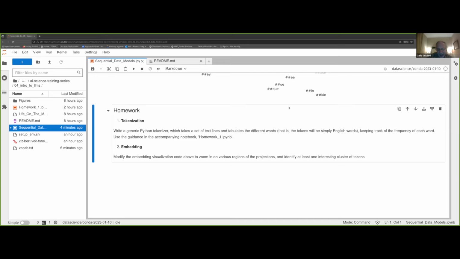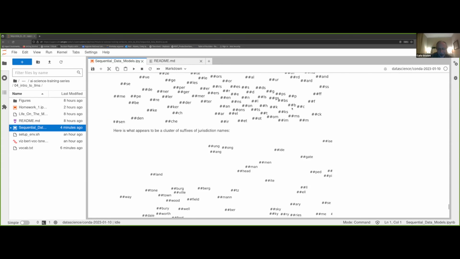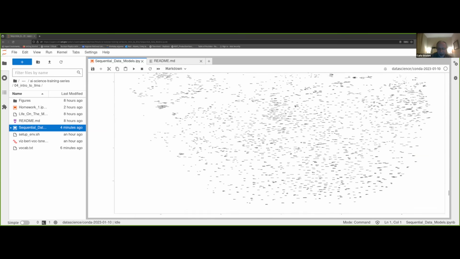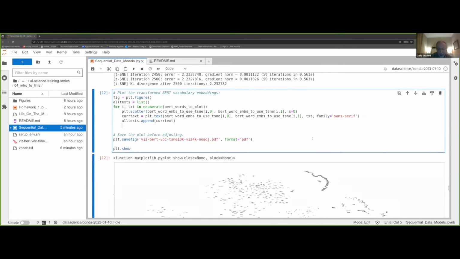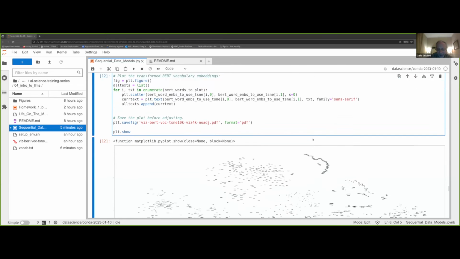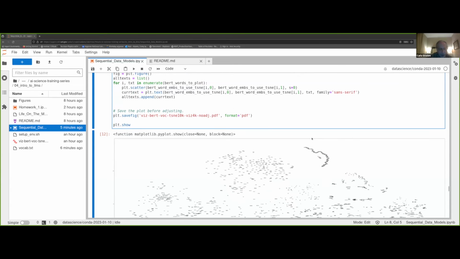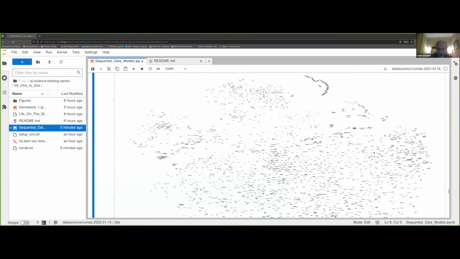And then the second homework item is embedding. Go back to the Matplotlib code that made that word cloud at the top. This code right here. Zoom in on a few places and see if you can find another interesting cluster, identify that cluster and say what that cluster is, okay? There are lots of clusters in here. It shouldn't be too hard to find some that have some interesting properties. Okay, I think that's it, and we are out.